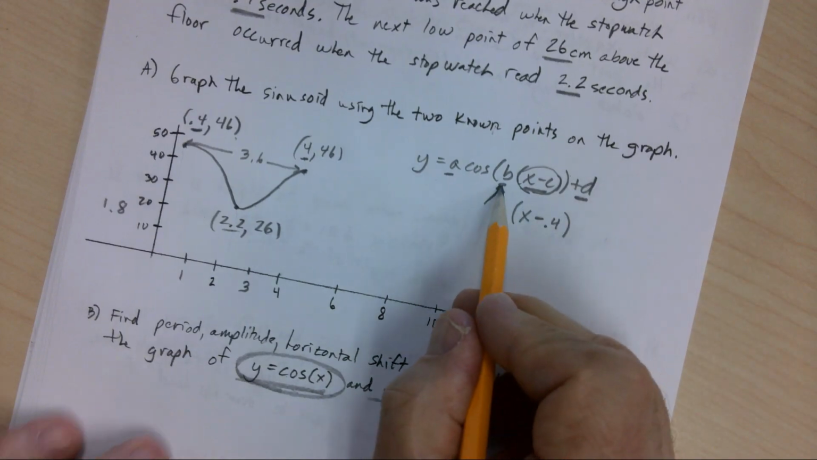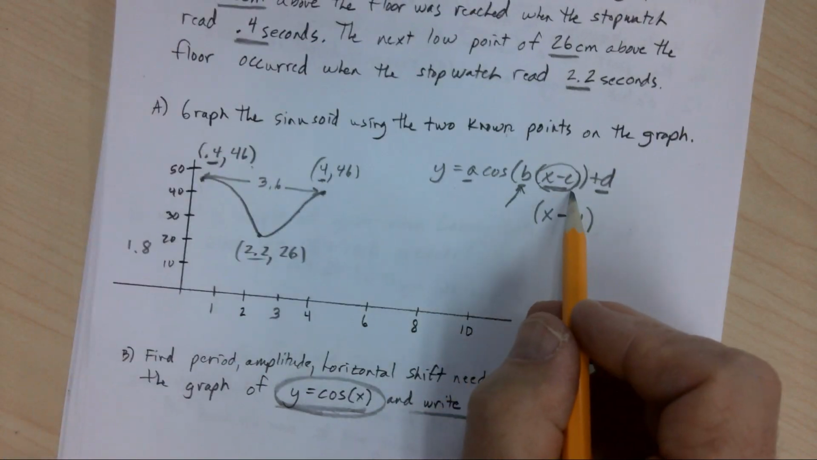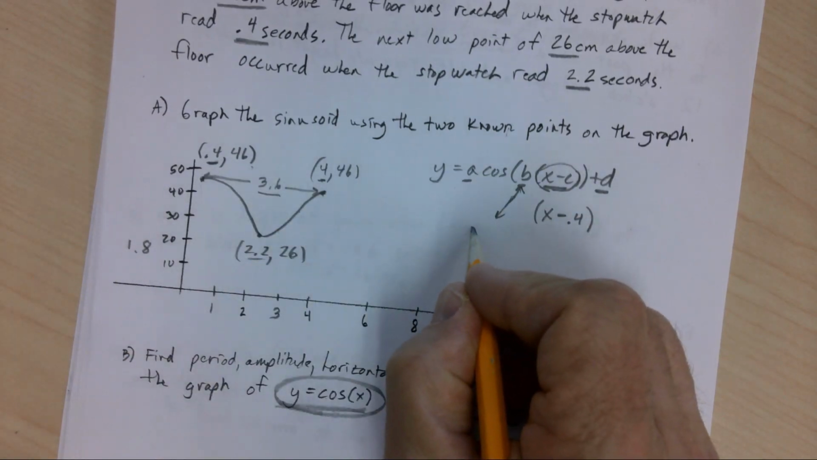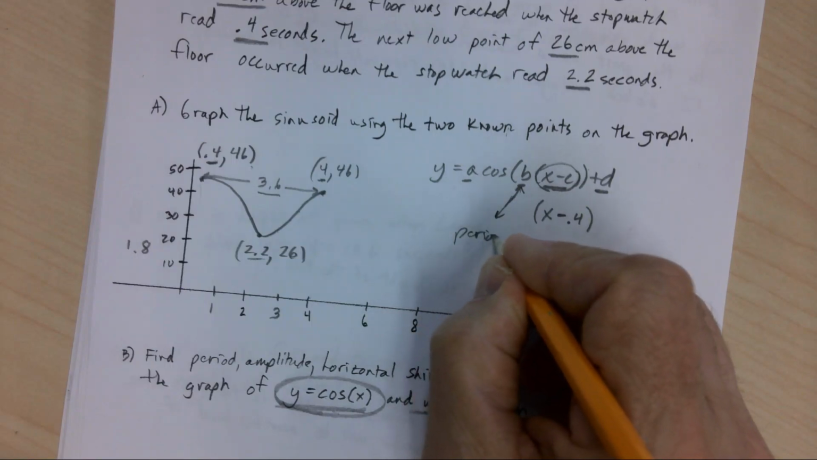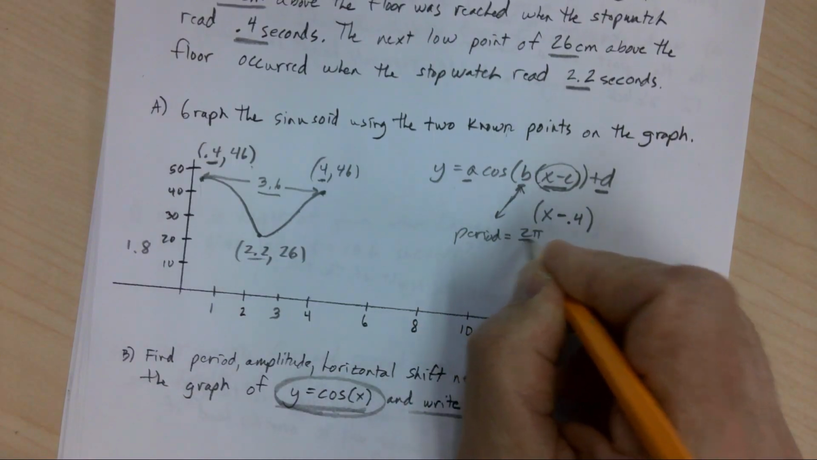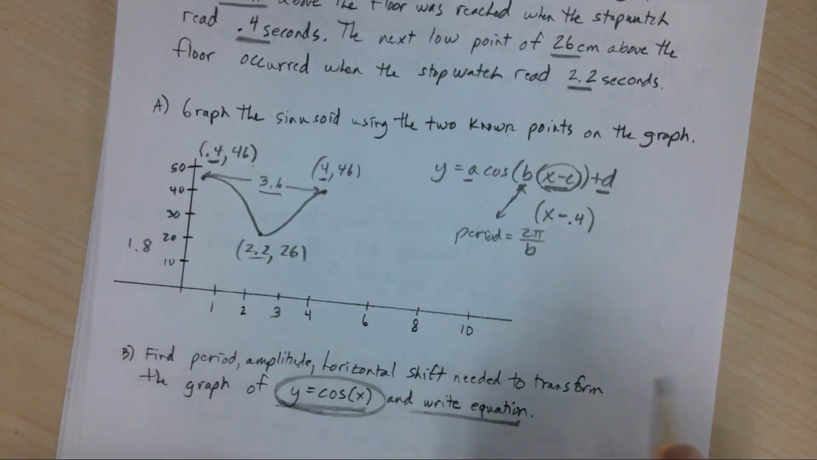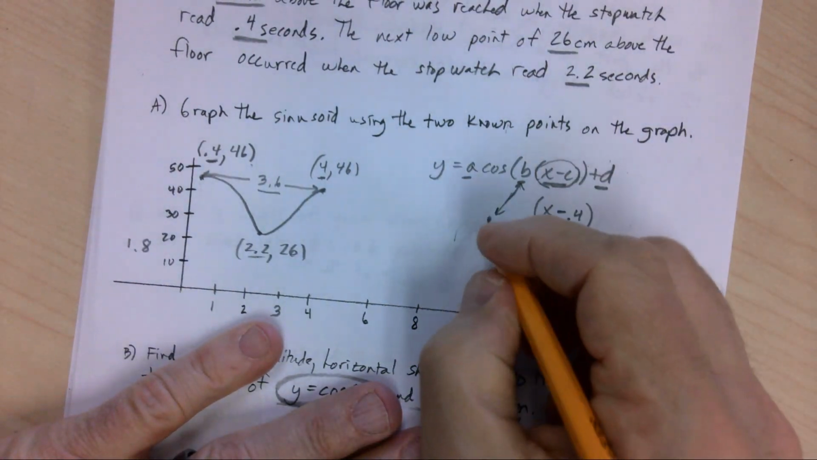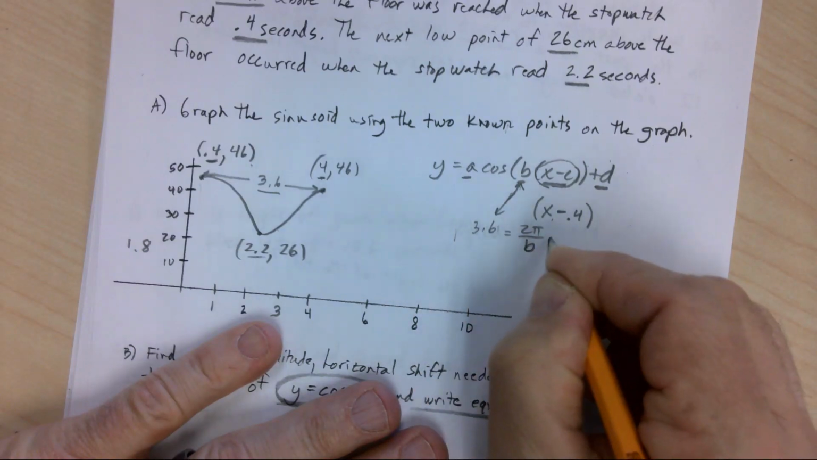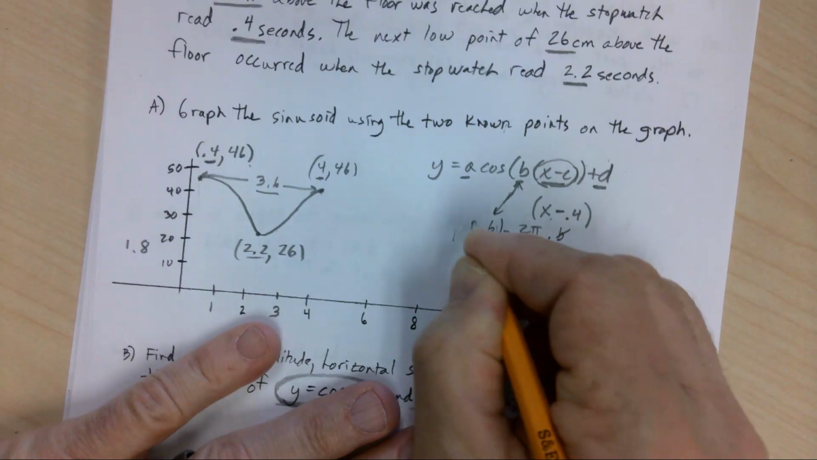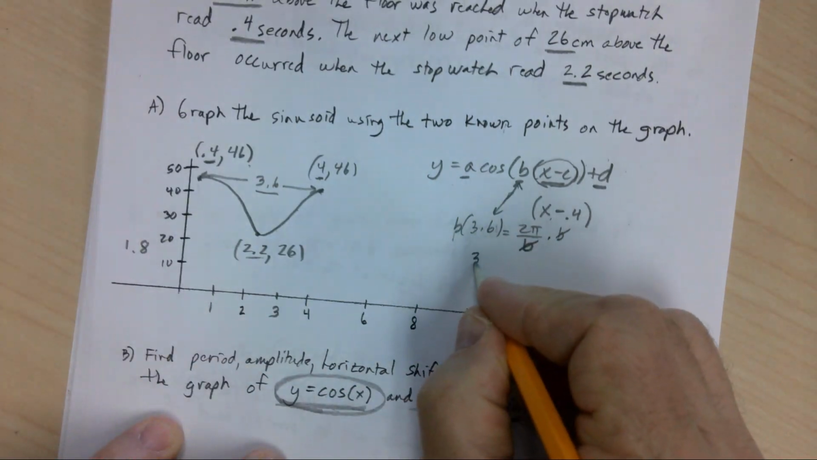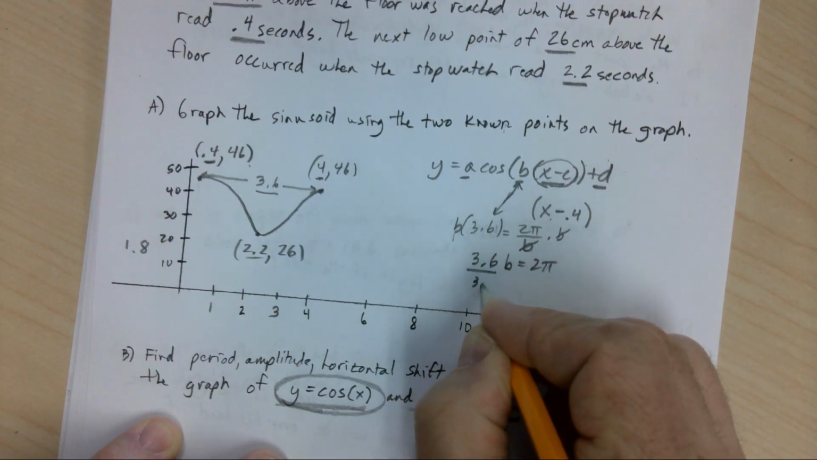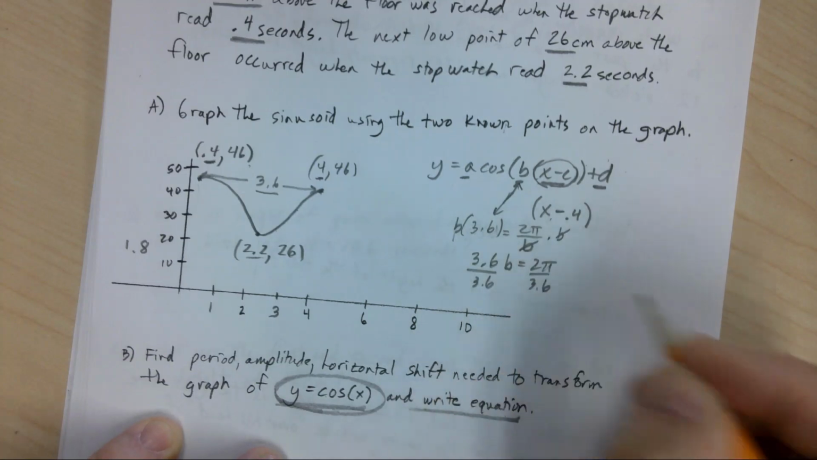Now I said I was going to find B first, but that seemed like a natural little segue, so I took it. So let's find B. Well, we know the period is 3.6. So the formula: period equals 2 pi all over the absolute value of B, but I'm going to leave the absolute value off. I already know the period is 3.6. So now I multiply both sides by B, because I'm trying to find B. I get 3.6B equals 2 pi.